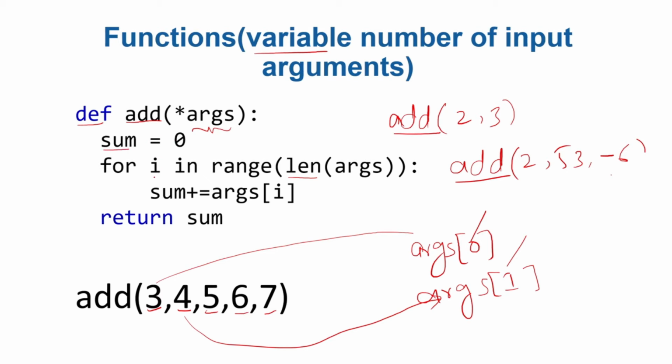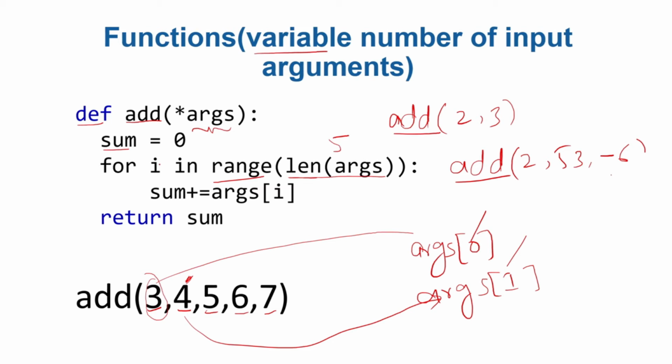Let's say we want to add all these: for i in range, and inside range we just give the length of args. For this example, 3, 4, and so on, the length of args is 5. So i will go from 0 to 4, because 5 is not included. The very first time i will be 0, and args subscript 0 is the value of the first variable, which is 3. So 3 is added to 0. Then next time i will be 1, and at position 1, 4 is located. So sum equals whatever the previous value of sum was, plus 4.